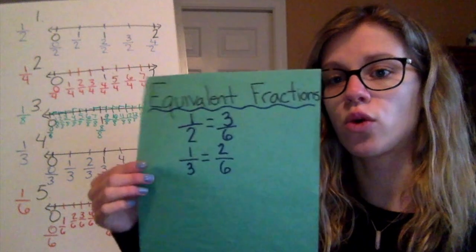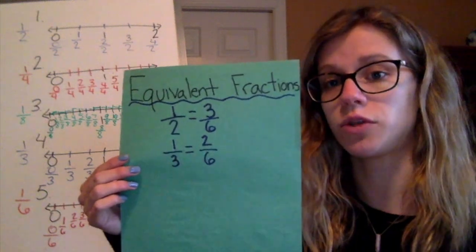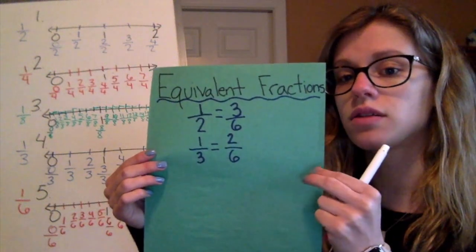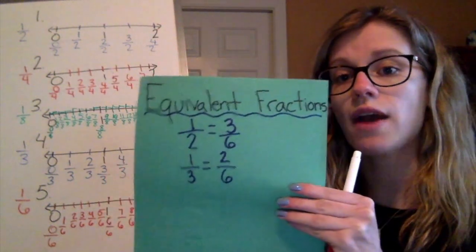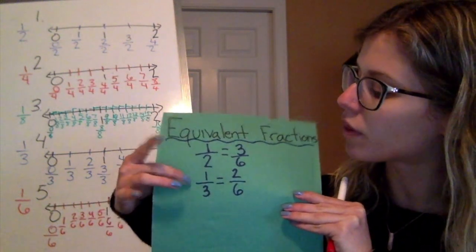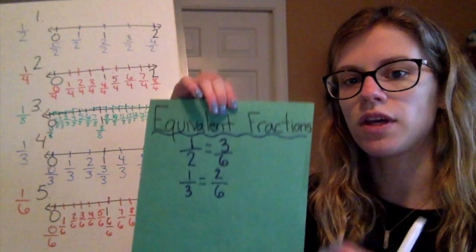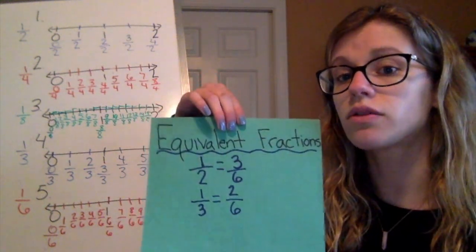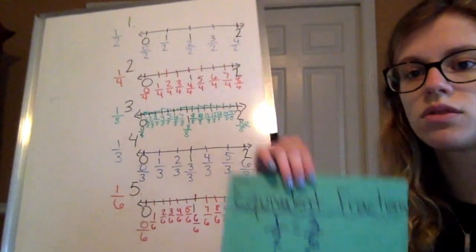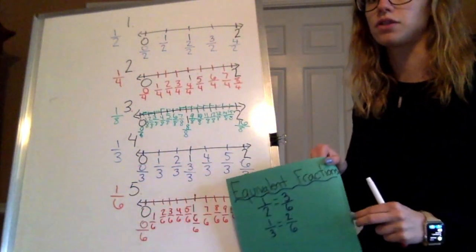So yesterday we talked about equivalent fractions. And just as a quick review, equivalent fractions are fractions that are equal to each other, that are the same amount. They might have different numerators and denominators, but they're equal, and we figured that out using a fraction bar. So we remember that 1/2 is equal to 3/6 and 1/3 is equal to 2/6. Different numerators and denominators, but they're equal. And not only did we figure that out with the fraction bar, but we also figured it out by using our pattern blocks yesterday. So we can also use a number line to figure out equivalent fractions.